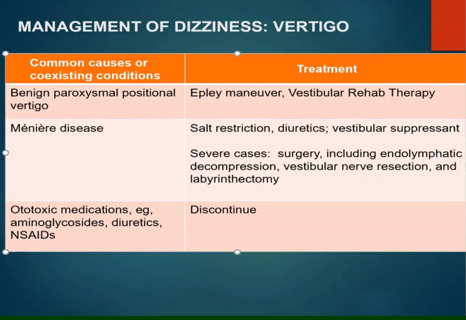And then in terms of medications that might be associated with vertigo, stopping aminoglycosides if they're on them chronically, switching from diuretics to some other type of antihypertensive, and discontinuing the nonsteroidal anti-inflammatory medications.